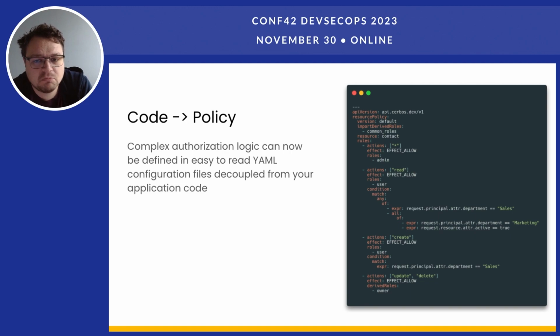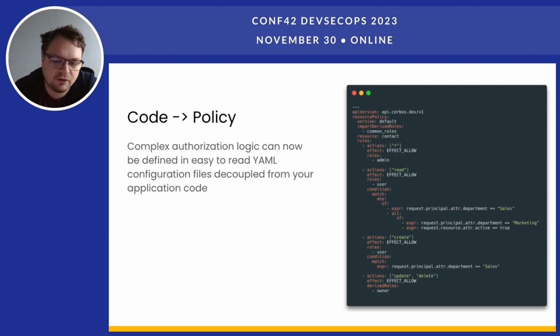So if we were to look at how we would take maybe this code and convert it into something that's more policy-based, here's an example of a Cerbos policy, where you take that complex authorization logic, which is a massive if-else, case-switch style statement that we saw earlier, and put it in something a bit more structured. So this is an example of a YAML authorization policy from Cerbos, where you have a different policy for each resource.